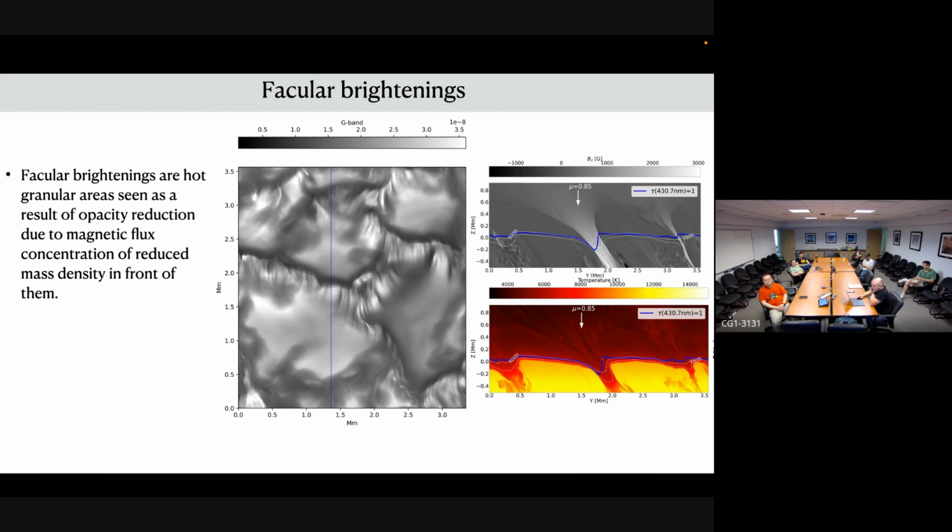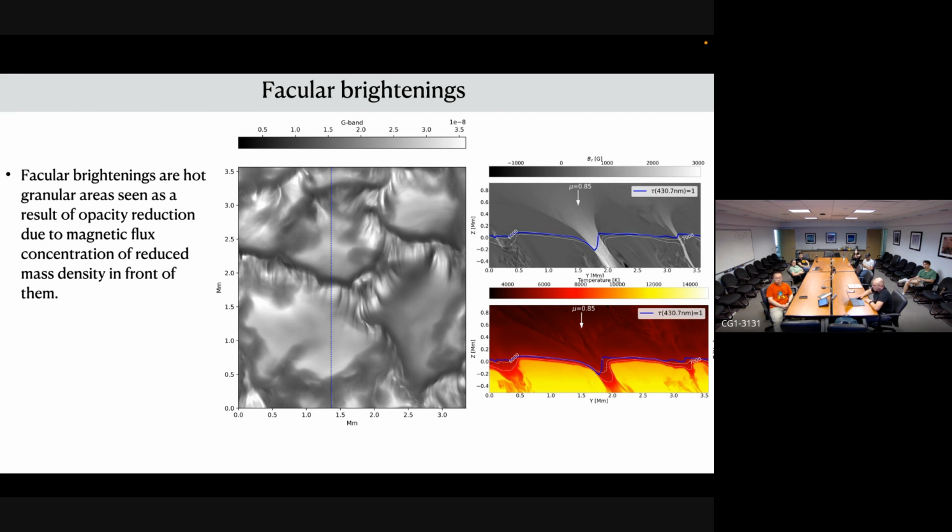To synthesize the intensities at mu equals 0.85, we modified our MURaM cube by shifting each layer with respect to the layer above with the corresponding angle. In this way, we adjusted the slanted line of sight to the vertical. So now the vertical direction is mu equals 0.85.